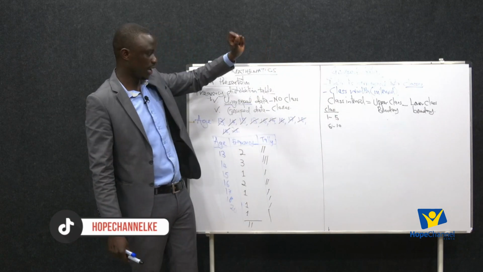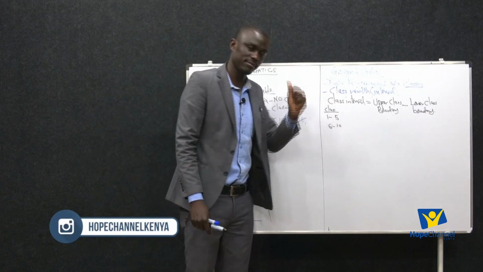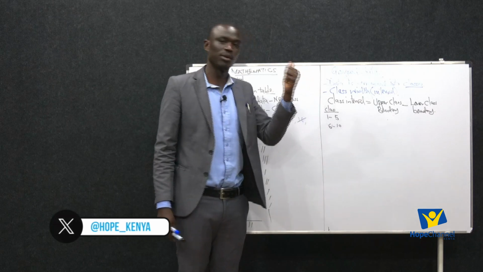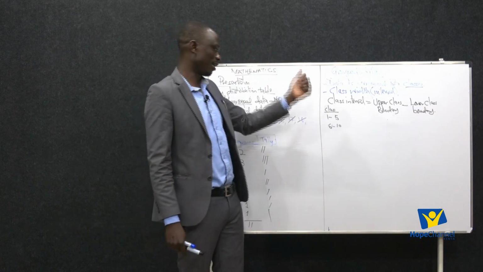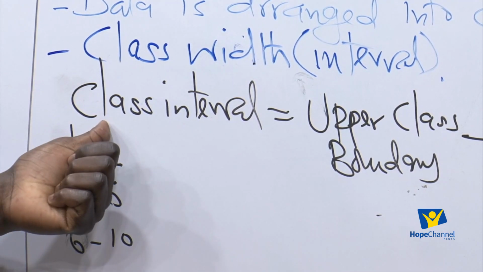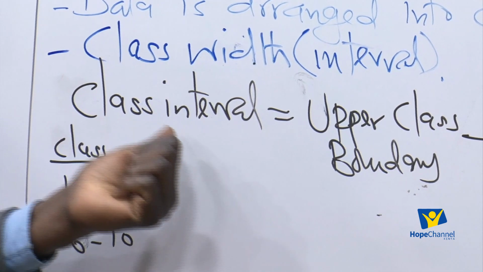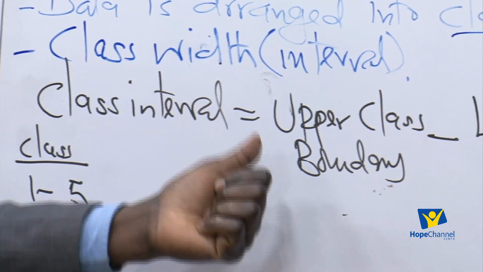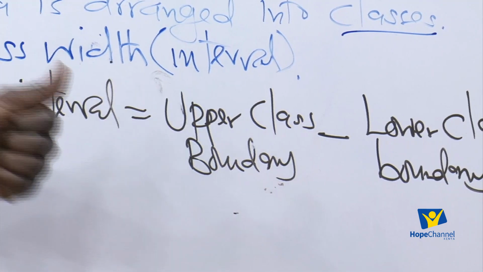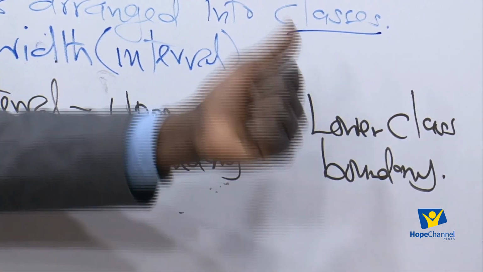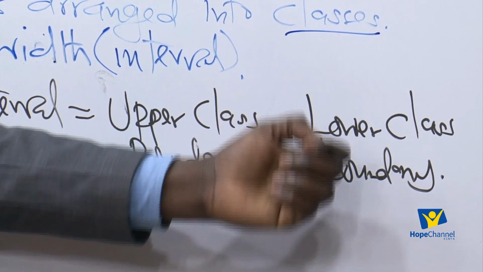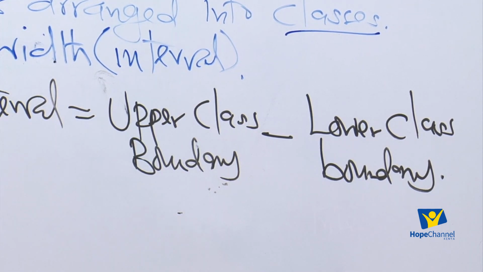So the best way to know this is to use this particular formula. I said you can use the manual method or you can use the formula. You can just count literally or use the formula. So the class interval is equal to the upper class boundary minus the lower class boundary. So what are these boundaries?